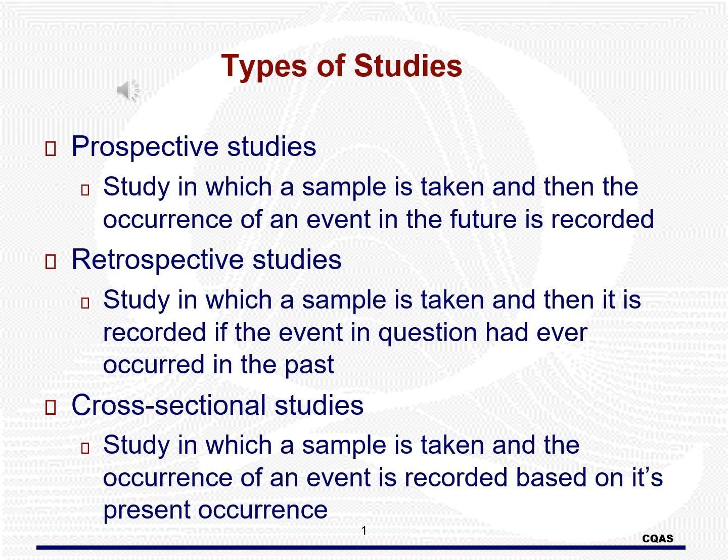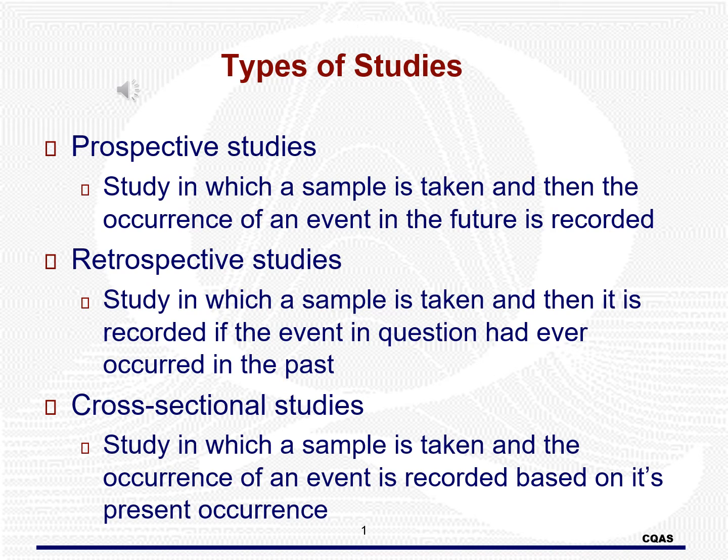There are overall 3 different types of studies. These are prospective, retrospective, and cross-sectional. A prospective study is one where a sample is taken and then the occurrence of an event in the future is recorded. A retrospective study is one in which a sample is taken and it is recorded if the event occurred in the past. Finally, a cross-sectional study is one where a sample is taken and the occurrence of an event happening in the present is recorded.